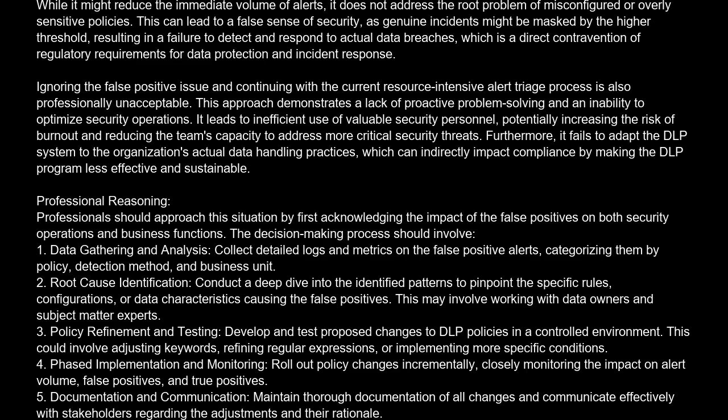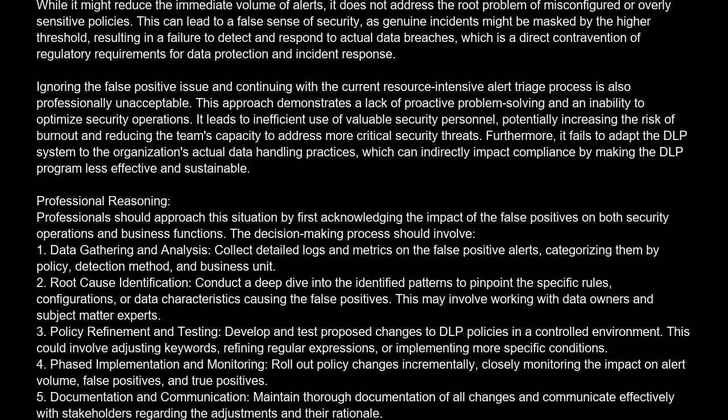Professional reasoning. Professionals should approach this situation by first acknowledging the impact of the false positives on both security operations and business functions. The decision-making process should involve: 1. Data gathering and analysis. Collect detailed logs and metrics on the false positive alerts, categorizing them by policy, detection method, and business unit. 2. Root cause identification. Conduct a deep dive into the identified patterns to pinpoint the specific rules, configurations, or data characteristics causing the false positives. This may involve working with data owners and subject matter experts.